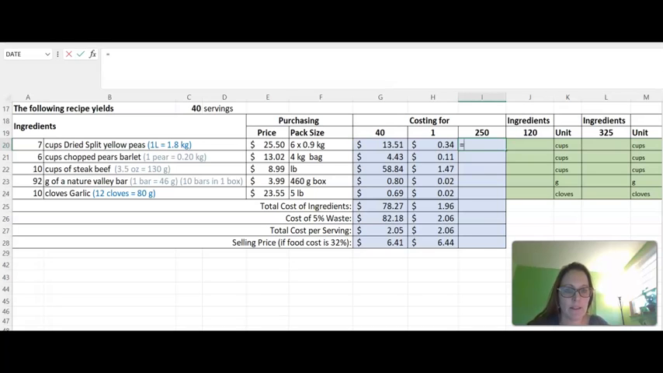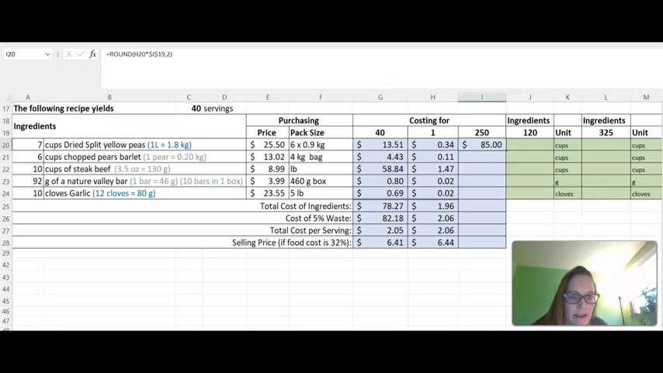So we're doing our equal sign, and then we're going to go ROUND, and we're going to open bracket, and we're going to click on the 34 cents, and then we're going to multiply by our 250, and then we're going to do our absolute cell referencing, and then we're going to add our 2 decimal places, and we're going to close bracket and press enter, and we get $85.